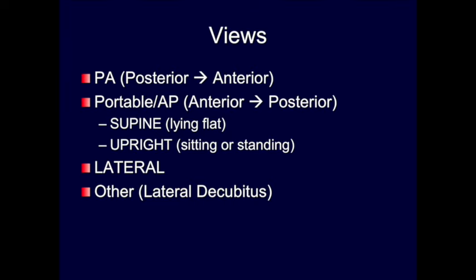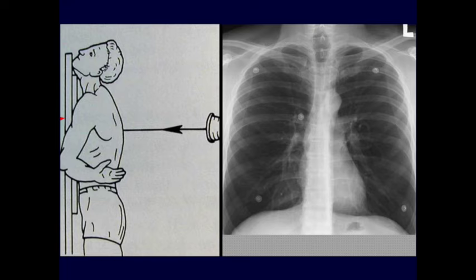There are a number of different chest x-ray views that you're commonly going to see, including PA, when the x-rays come from posterior to anterior through the body. APs, which are usually performed portably, is the opposite, so the x-rays are coming from anterior to posterior. These can either be done in a supine position with the patient lying flat or upright if the patient is sitting or standing. We also have lateral chest x-rays that we'll show you, and then other special views like lateral decubitus views where the patient's on their side, and we'll talk about applications in the next video.